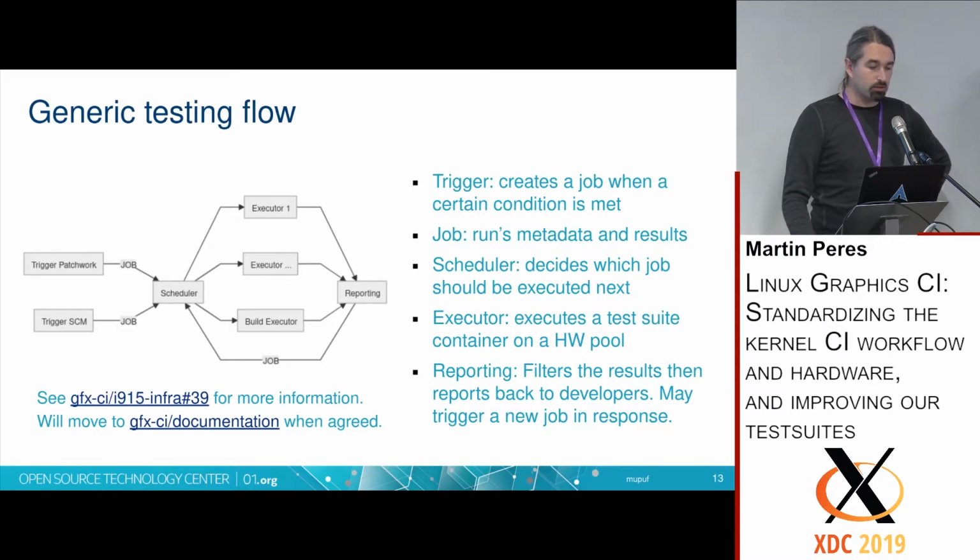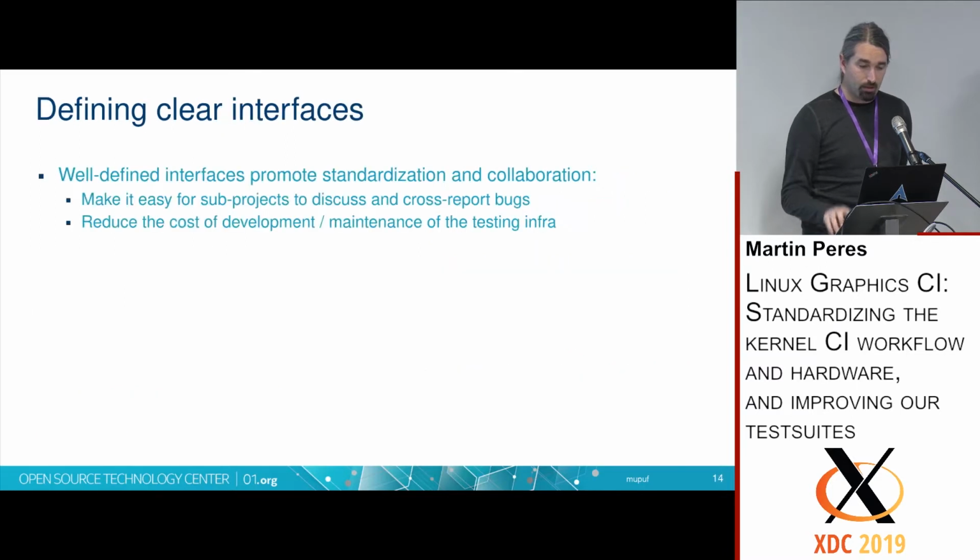And we have a project on GitLab that is called Graphics CI/documentation, where we are describing what this standardization would lead to. And so in order for this to work, we need to define clear interfaces between the different points. This way we can make it easy for people to share the code, but also for contributors to all the different projects to have some sort of consistency in the different ways you could have reports. And even though there might be some slight differences, if the concept is generally the same, it works.